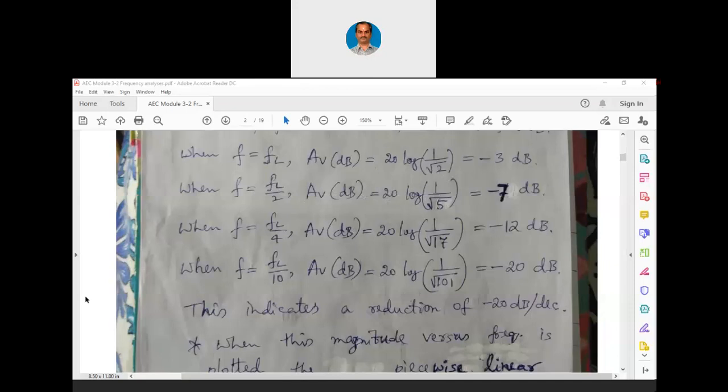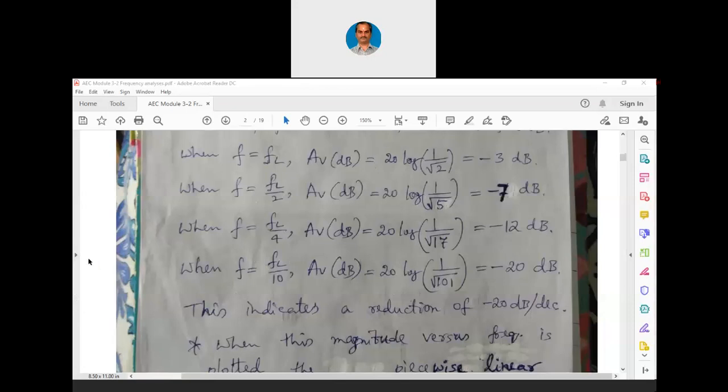Now, when f equals fL by 10, the voltage gain in decibels is 20 log of 1 over square root of 101, that is minus 20 dB. This means fL by 10 corresponds to a decade, and fL by 2 corresponds to an octave. Please recall the basics which we had discussed earlier. Double the frequency or half the frequency is generally an octave, and 10 times the frequency or 10 times reduced frequency is a decade. So, here fL by 10, one decade, corresponds to minus 20 dB.